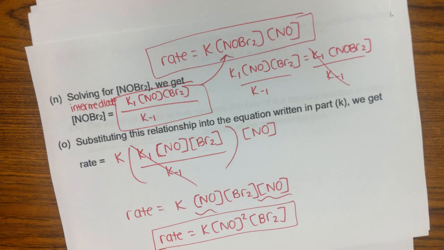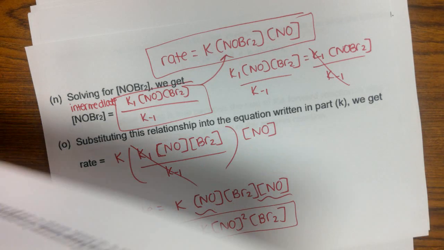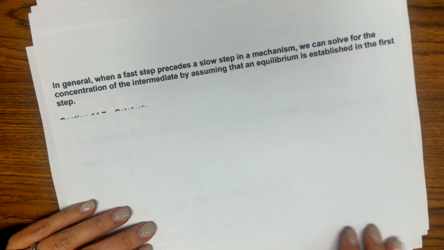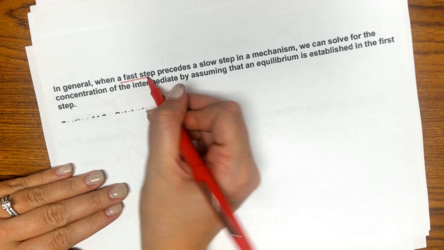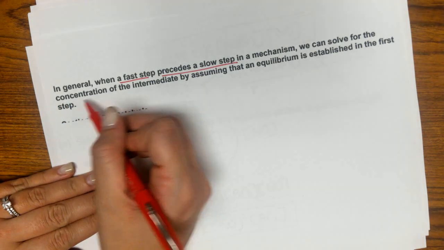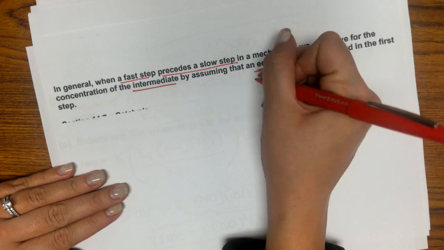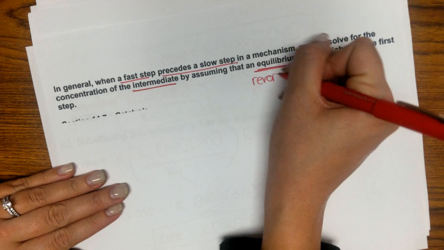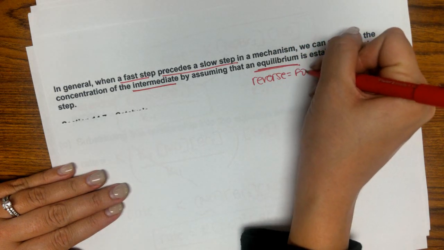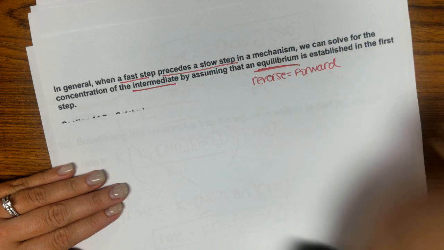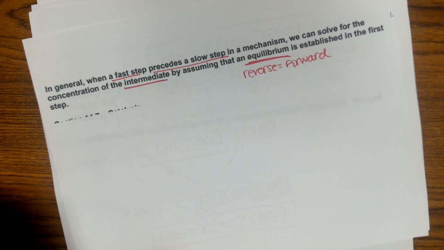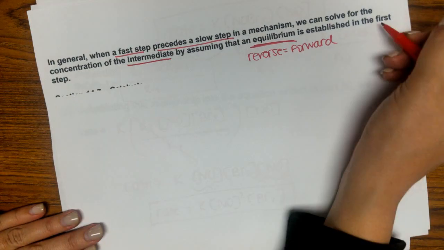And so this is on the very back of this page. But in general, when you have a fast step before a slow step, you can solve for your intermediate by assuming that there's an equilibrium. So assume that reverse and forward equal each other, and then substitute into your equation using the first step.